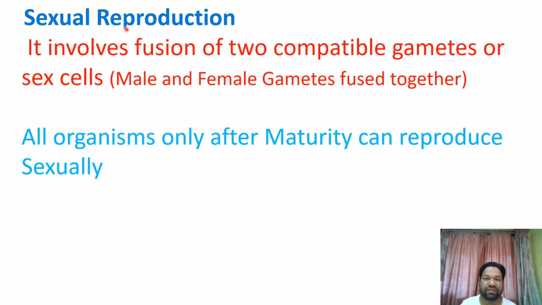Sexual reproduction involves fusion of two compatible gametes or sex cells. That is, male and female gametes fuse together. All organisms can reproduce sexually only after maturity.